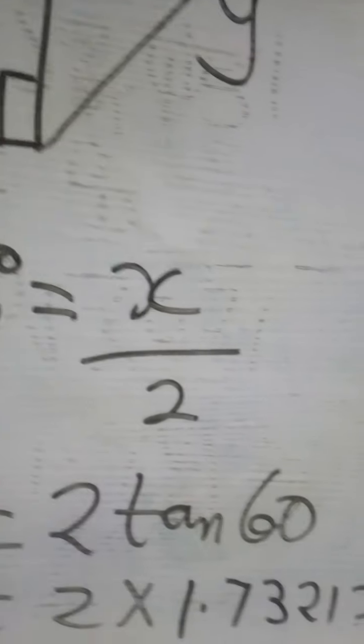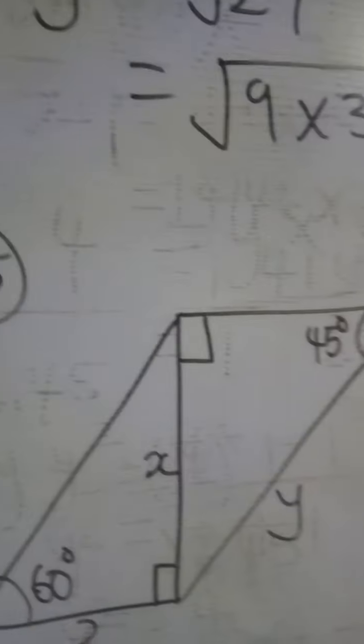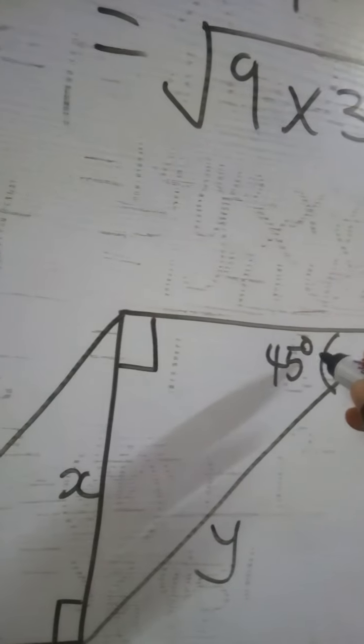So tan 60 gives me 1.7321, and I multiply by 2 to give me 3.4641. That is 3.4641. So approximately, I said my x will be 3. My x will be 3. So, since I have been able to find my x here, then I need to find my y. So since I've known x, this is 45. 45, the side facing it is x.